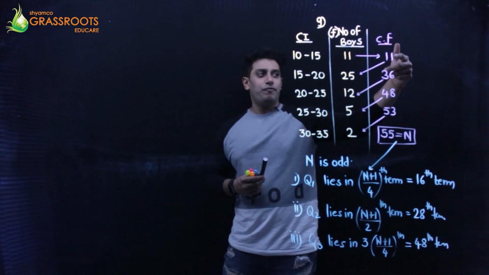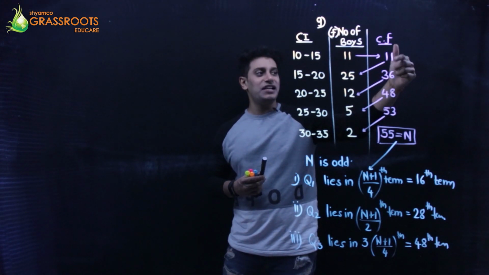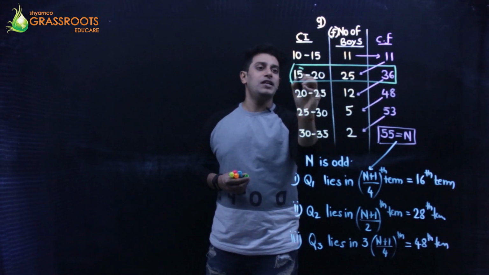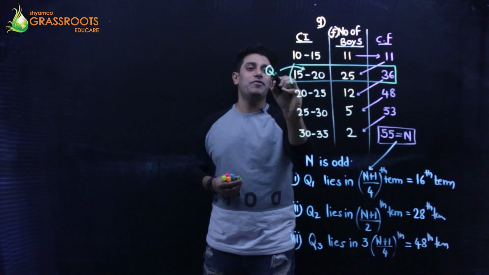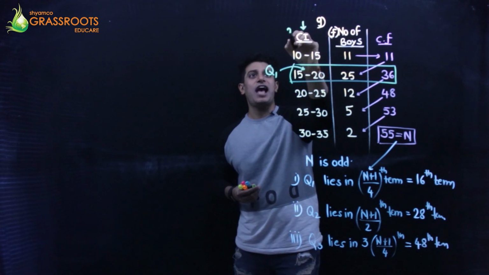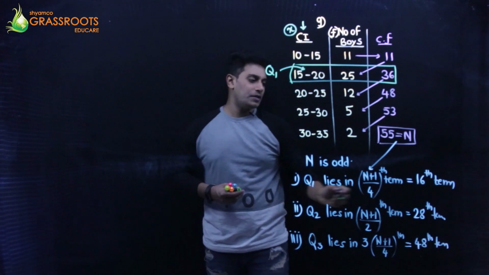Now let's start. 16 lies between 11 and 36. Select the higher one. This should be my range of quartile 1. I'll come to it. Wait. The answer is always obtained from CI, which is basically X only.